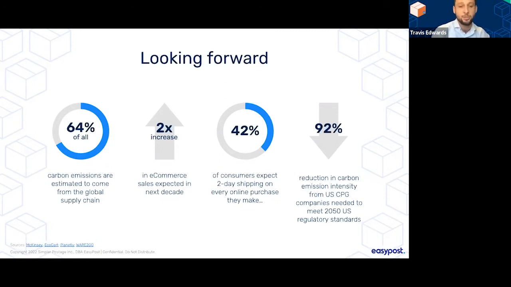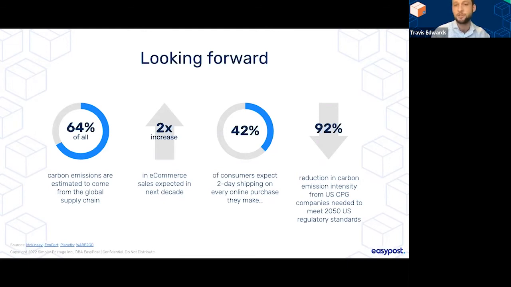The US has ambitious carbon emission reduction targets set at the federal level. Currently, the administration is targeting a 50% reduction from 2005 levels by 2030, so just 8 years from now, and then net zero emissions by 2050. McKinsey examined what these regulations mean for the private sector, and they estimate CPG companies will need to reduce their carbon emission intensity by 92% from current levels to meet the 2050 targets.